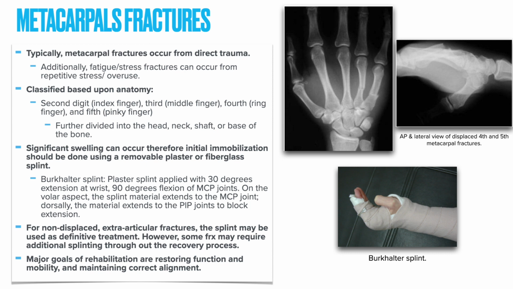But similar to the wrist fractures, metacarpal fractures often recover well using splinting and then following up with an orthopedic specialist. Significant swelling can occur with these extremity injuries due to the dependent positioning, and so a removable plaster or fiberglass splint is going to be the best option because this really allows for the swelling to occur. The Burkhalter splint is a great option for metacarpal fractures, and the directions for how this is applied are there on the slide.